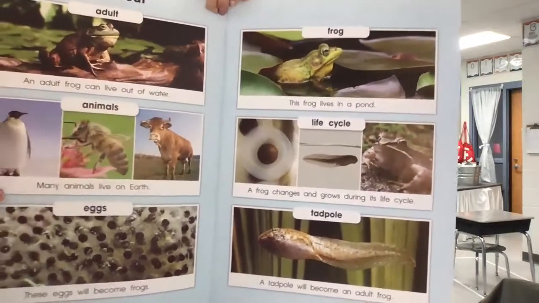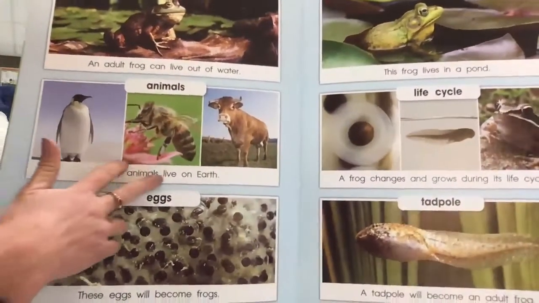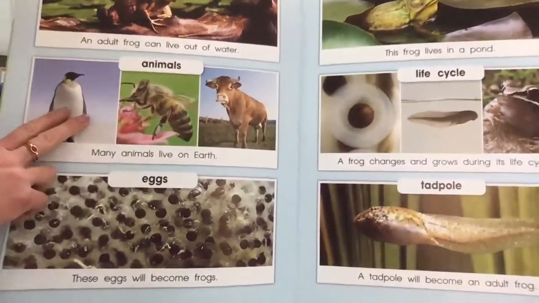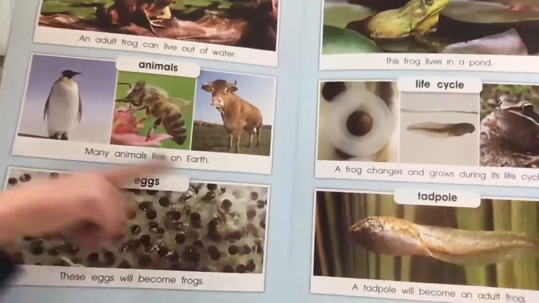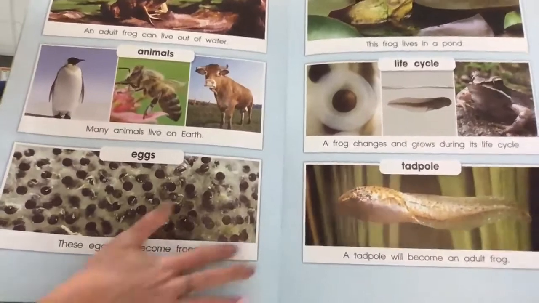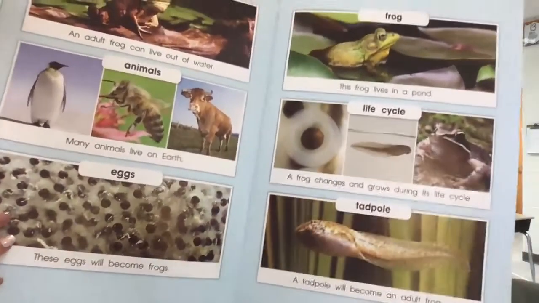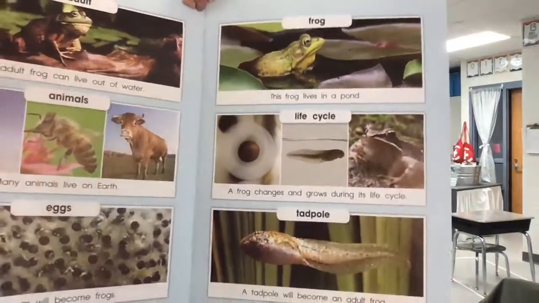This right here says animals. So this is an example of some other animals. And it says many animals live on the earth. These are eggs. These look different than eggs that you eat, right? These eggs say, these eggs will become frogs. So these are frog eggs that we'll see in our book. This says frog. The frog lives in a pond.